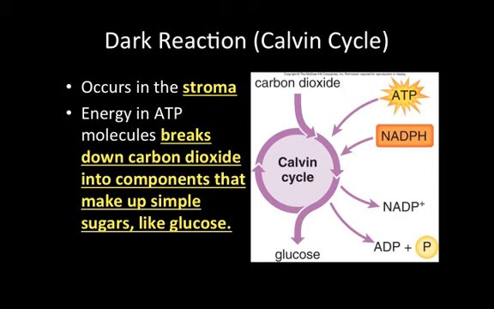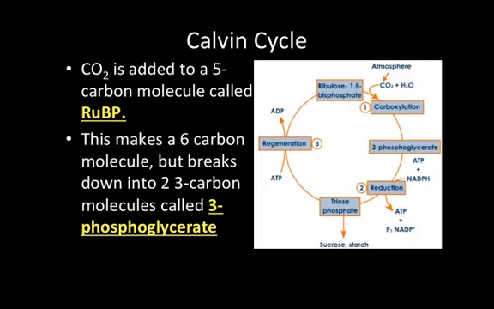So again, the dark reaction occurs in the stroma, and we're going to take the energy in the ATP molecules that we created, and that's going to break down carbon dioxide into components that make up simple sugars like glucose. So we're taking the ATP and the NADPH that was created in the light reaction. We're going to break down carbon dioxide and convert it into glucose. It's very simple. We just use the energy, we use the electrons in NADPH to make glucose out of carbon dioxide.